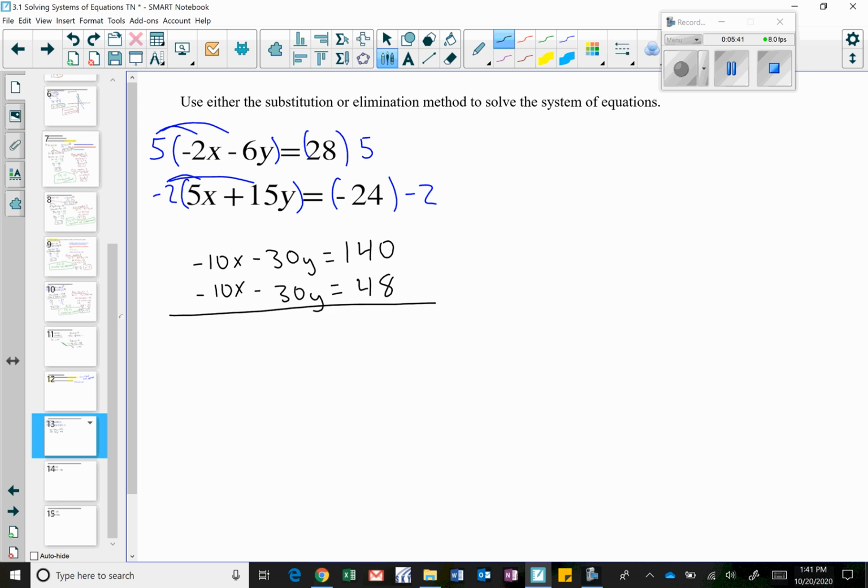So let's go ahead and subtract the entire bottom equation. And when I do this, I have negative 10x minus negative 10x, and this comes out to be 0x. And then when I subtract my y's, I have negative 30y minus negative 30y, and that also comes out to be a 0y. And then lastly, I have a 140 minus 48, and that comes out to be 92.